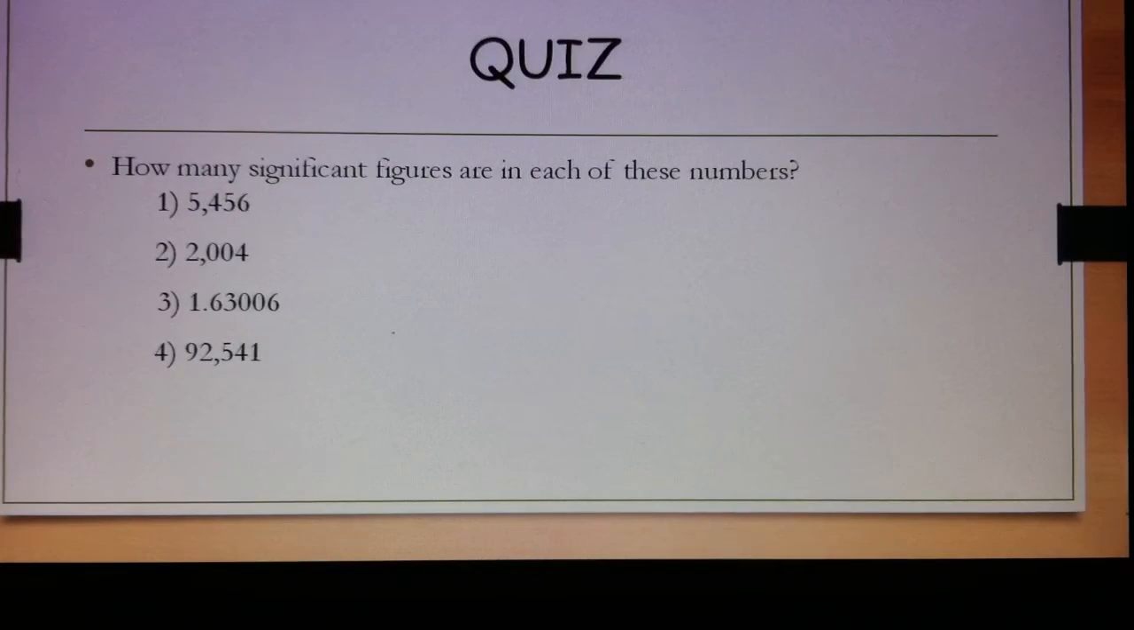And here, I made you guys a quiz. How many significant figures are in each of these numbers? First number is 5,456, 2004, 1.363006, and 92,541. Okay. Number one, it's four significant figures because none of them are zero. And number two, it's four significant figures too because the zeros are in between two of them. Number three is six significant figures because those zeros are to the right of it. And number four is five significant figures because none of them are zero.